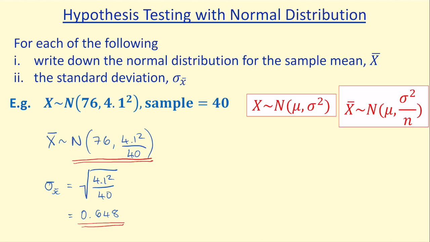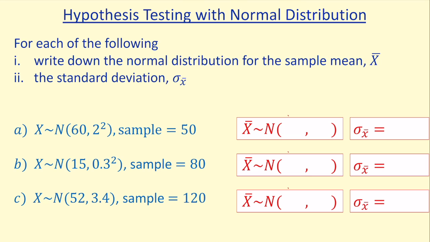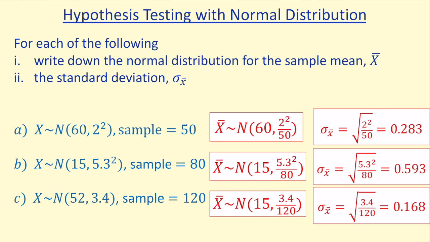And there are your two answers. It's worth noting that this is the exact value you should put into your calculator, not a rounded number. So that will stop your distribution giving you wrong answers if you can put an exact value for standard deviation instead of this rounded one here. So have a go with these three, A, B and C. Find the distribution of x bar and also its standard deviation. Pause the video. Right, here come the answers. Hopefully you got all of those right.